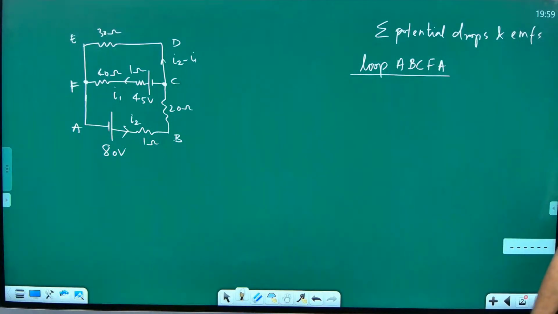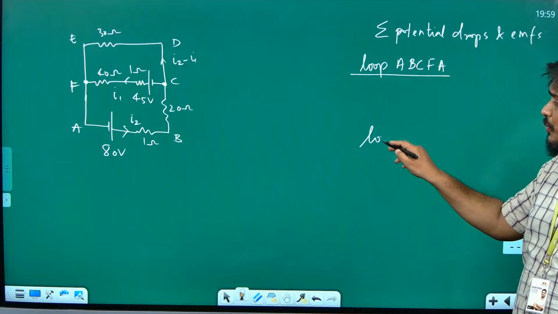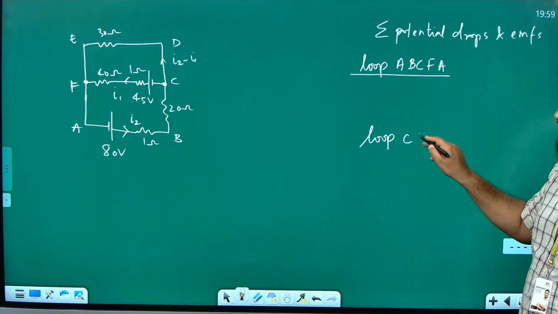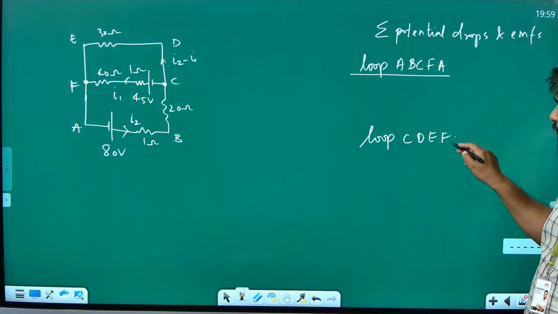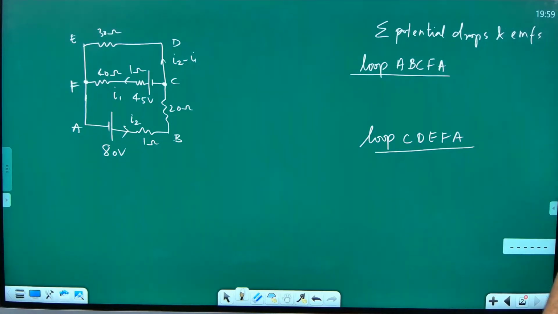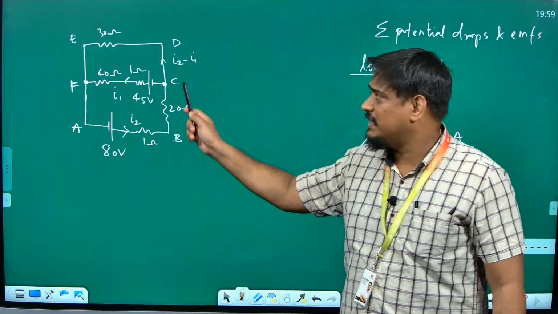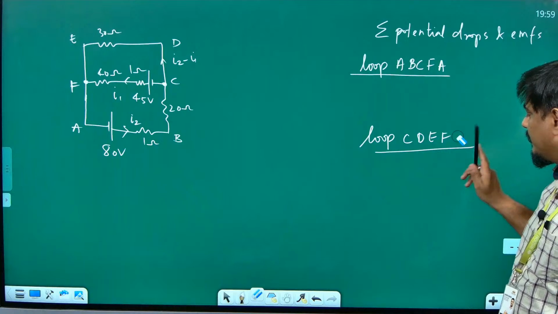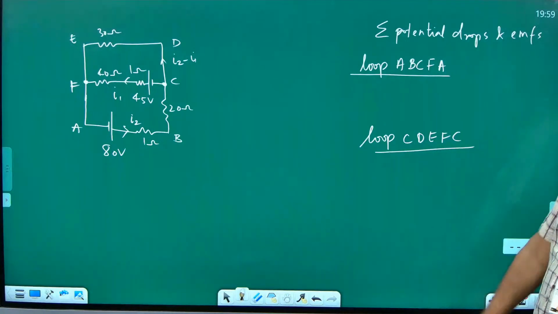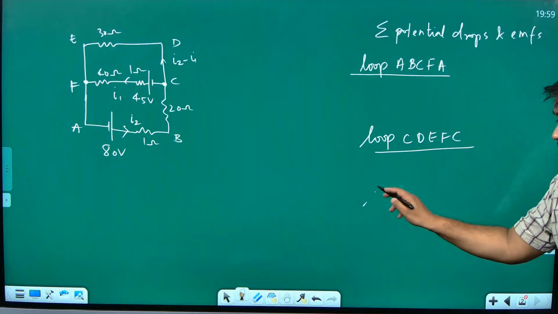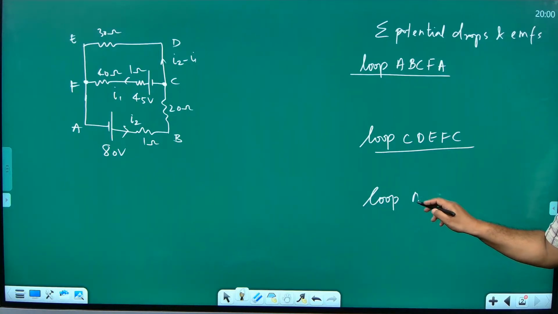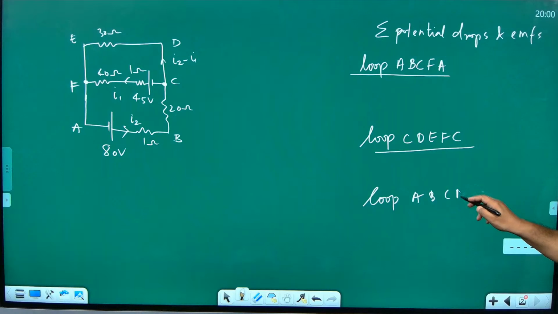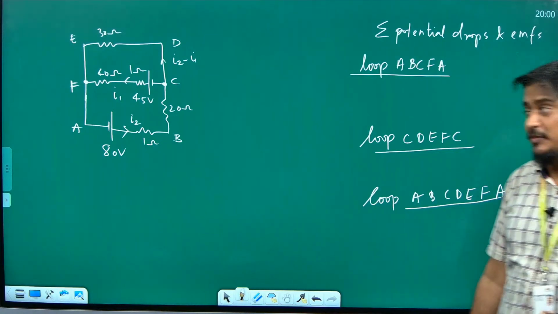Possible, why not? Another student can take loop C, D, E, F, C actually. Why am I writing A? Always the starting and the ending will be the same. Then only it is a loop. Or somebody can even take loop A, B, C, D, E, F, A. Why not? So there are 3 loops possible here.